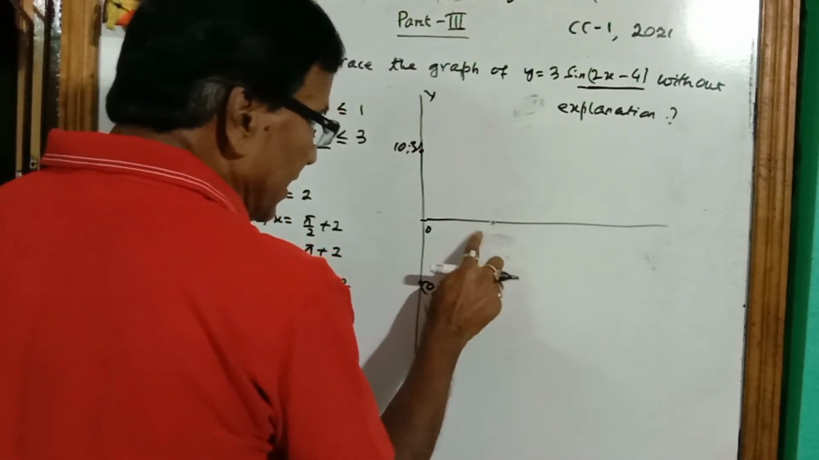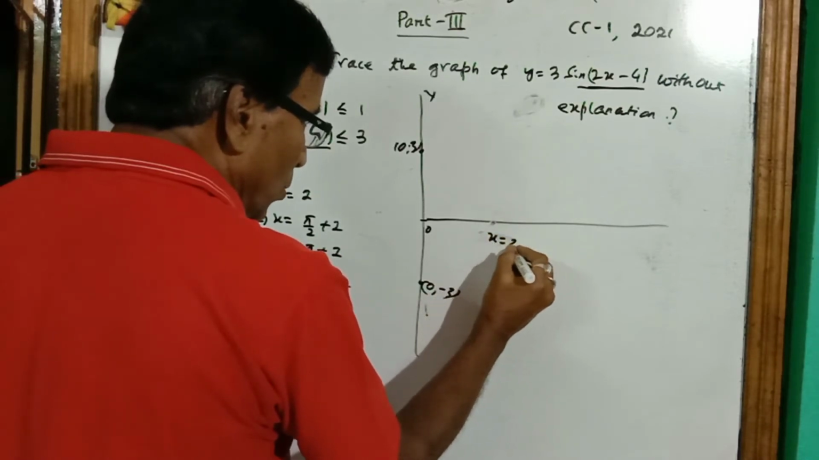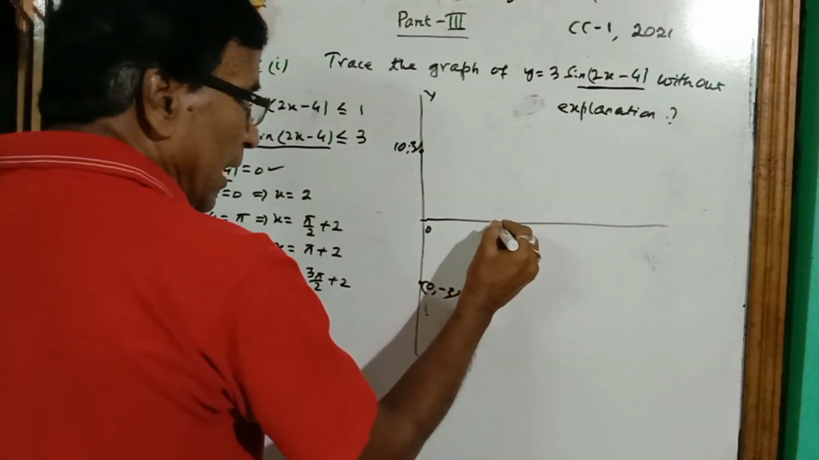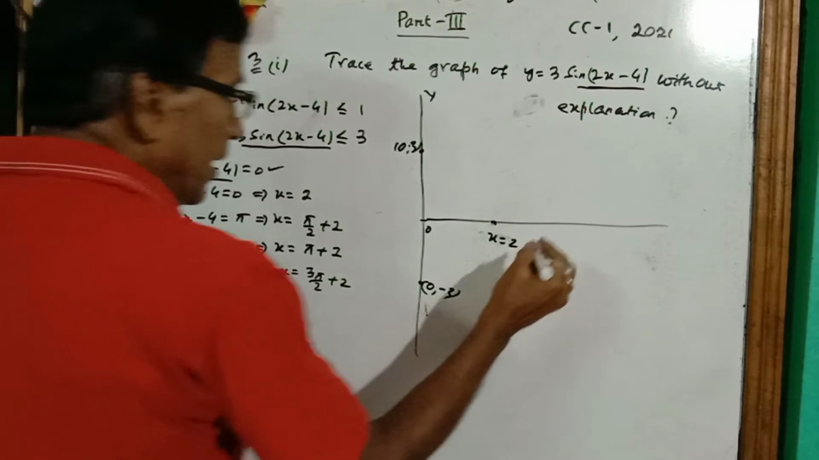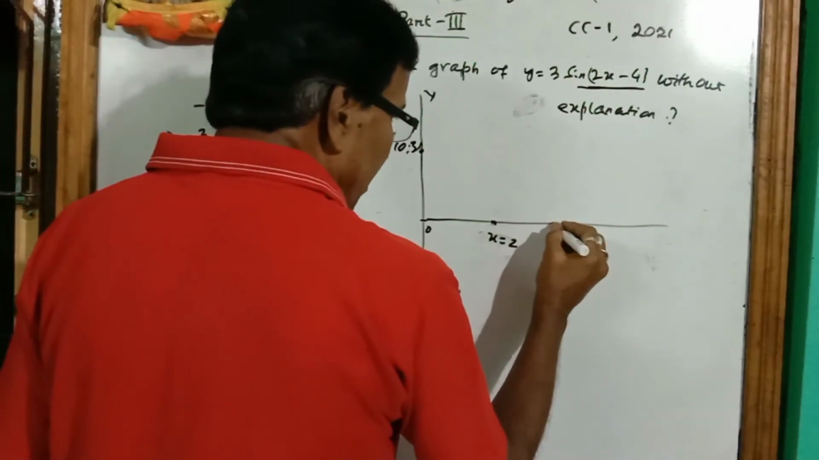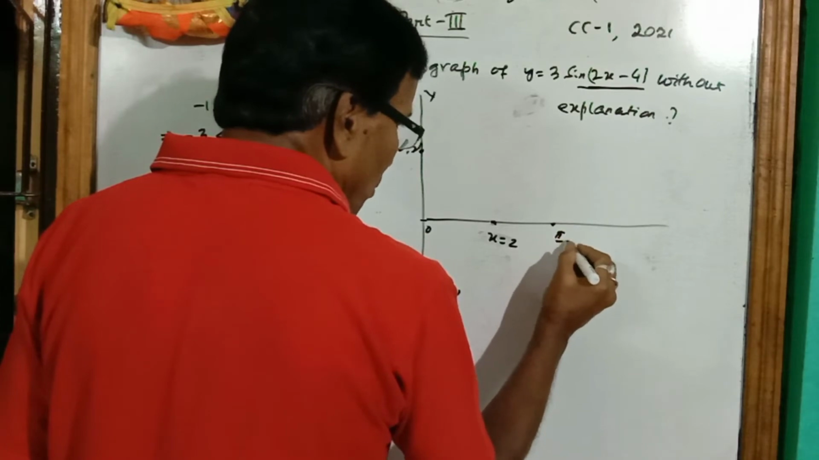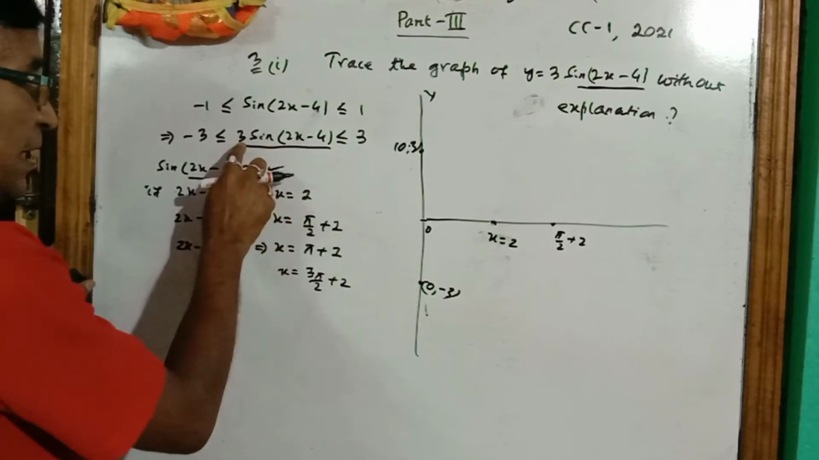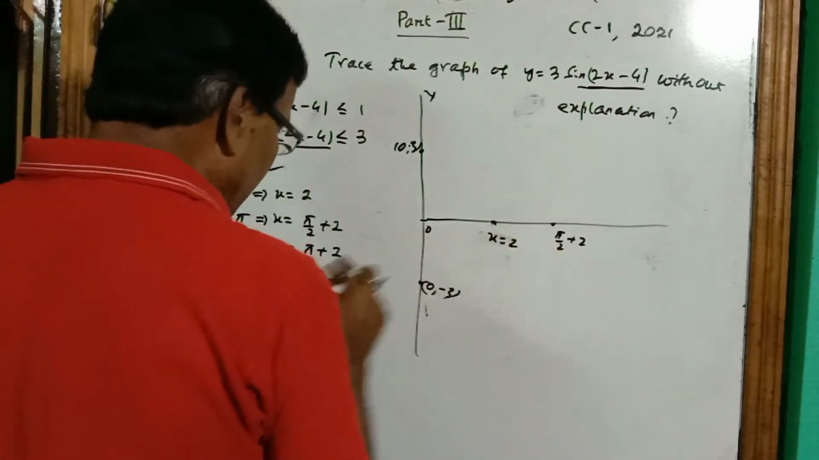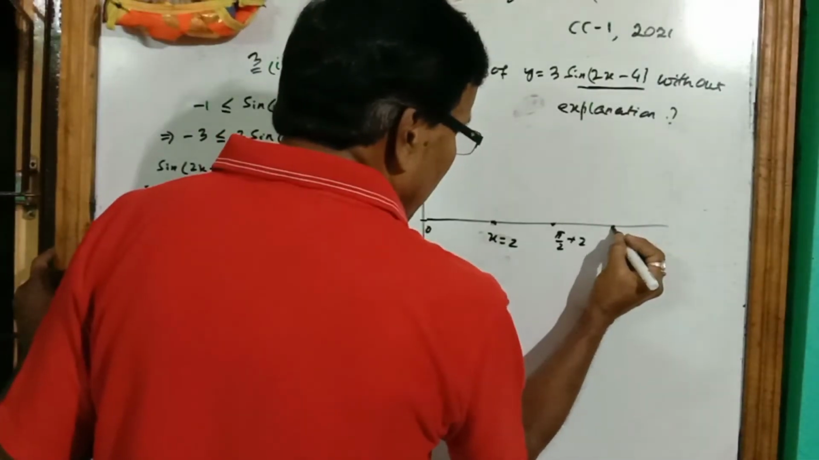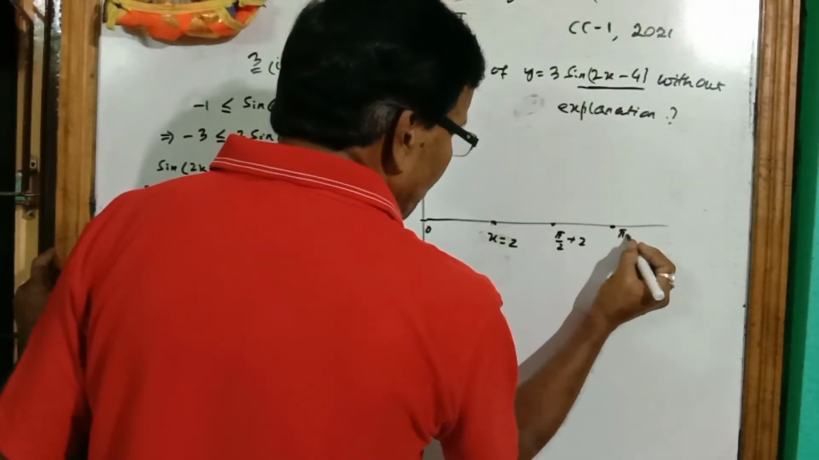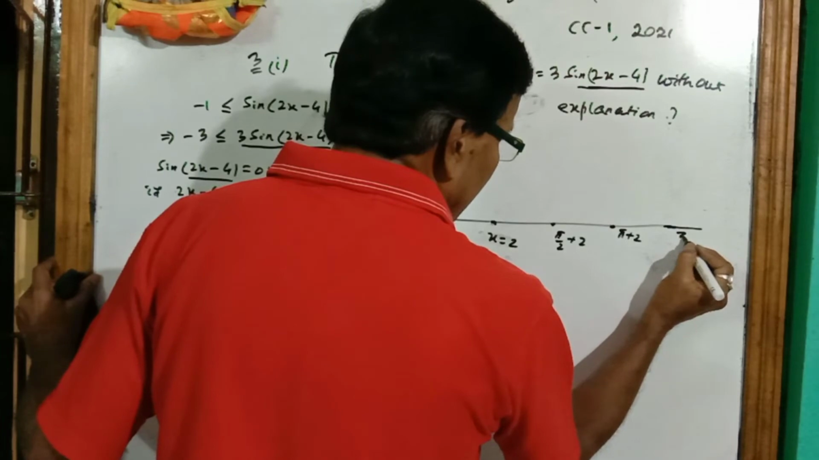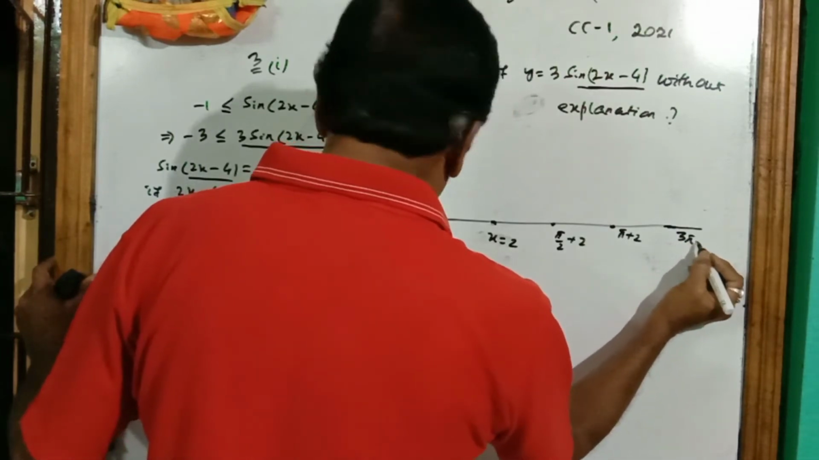So for x is equal to 2, sine of (2x minus 4) will be equal to 0. Again, it will be 0 at the point pi by 2 plus 2. Again, 3 sine of (2x minus 4) will be 0 for x equal to pi plus 2. Again, it will be 0 at 3 pi by 2 plus 2.